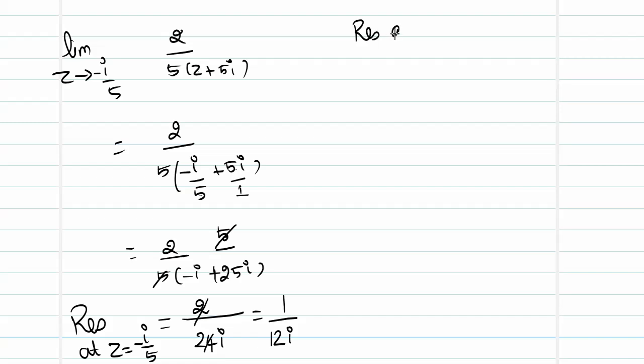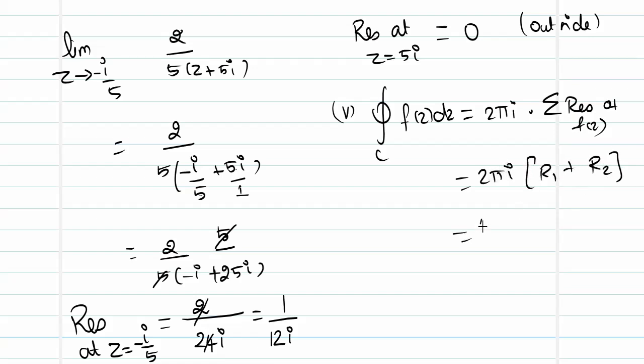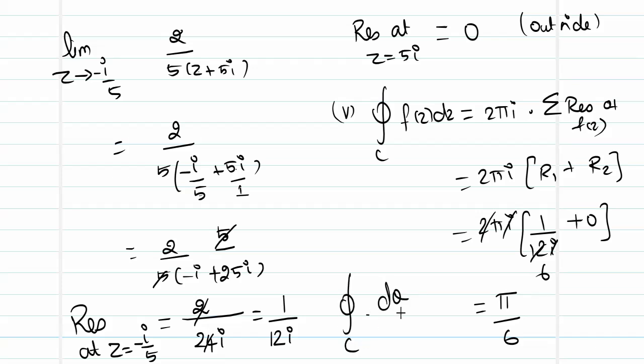And what do we know about the residue at z equal to 5i? Since this lies outside, its value is equal to 0. Now my step 5: the value of the integral of f of z dz, by the Cauchy residue theorem, is 2 pi i times the summation of the residues of f of z. So it is 2 pi i times residue 1 plus residue 2, which is 2 pi i times 1 divided by 12i, and the second residue was 0. The i can be cancelled off, and 2 cancels with 12, 6 times, leaving pi divided by 6. Hence the integral from 0 to 2 pi of d theta divided by 13 plus 5 sine theta evaluates to pi by 6.